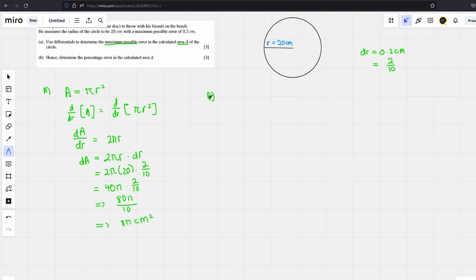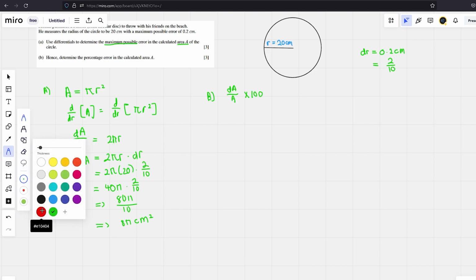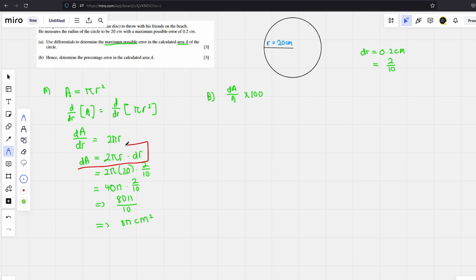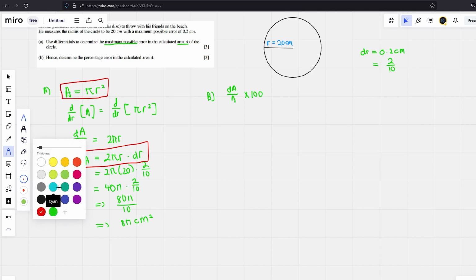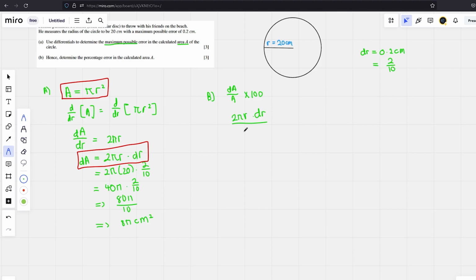So moving on to B. And B says, hence, determine the percentage error in the calculated area A. So using the formula, which is dA divided by A multiplied by 100 to get a percentage, and substituting, here we have our dA, and here we have our A. So subbing that in, I'm going to have 2 pi r multiplied by dr all over pi r squared times 100.